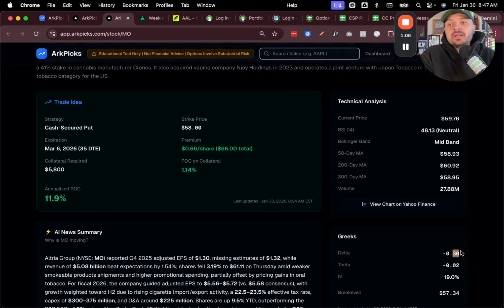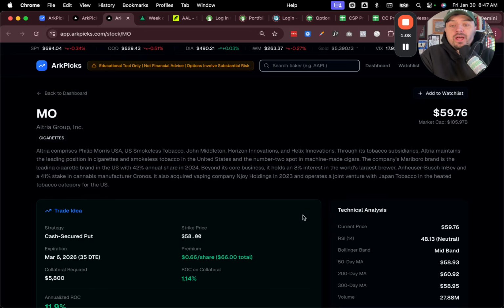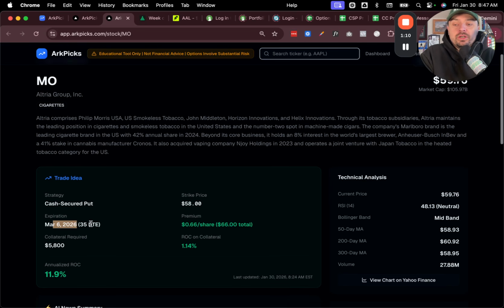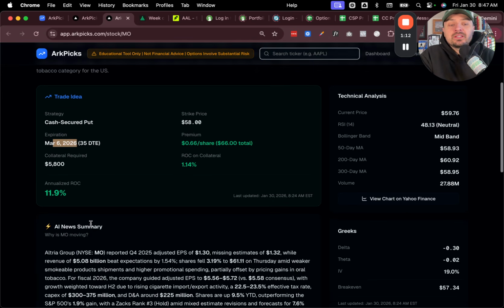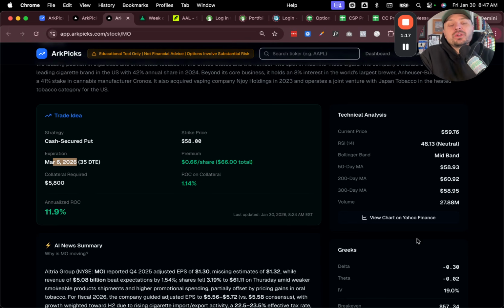there's about a 30% chance that I will have to buy my 100 shares of Altria at expiration on March 6th with this specific contract. Or the way I like to look at it, 70% chance that this is going to expire worthless and I don't have to end up buying the shares and I simply walk away with this $66 of premium that I collected. Now, if you don't know what that is, basically the premium, the $66 that I'm collecting up front, divided by the collateral that is required to make that full trade.